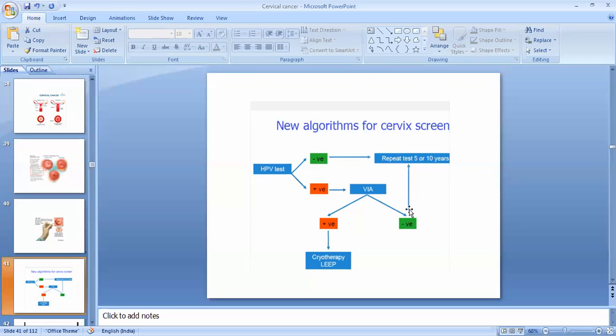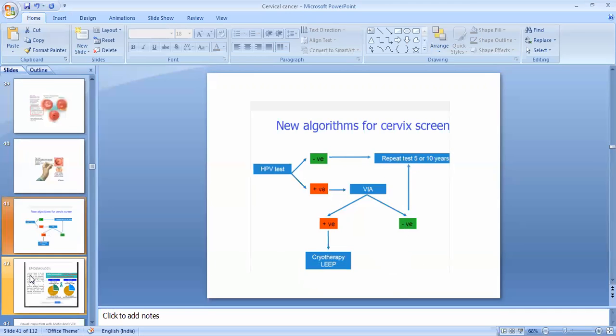Then again, if HPV is positive but in this VIA test it is negative, then they go for a repeat test, but there is no need to go for the therapy.